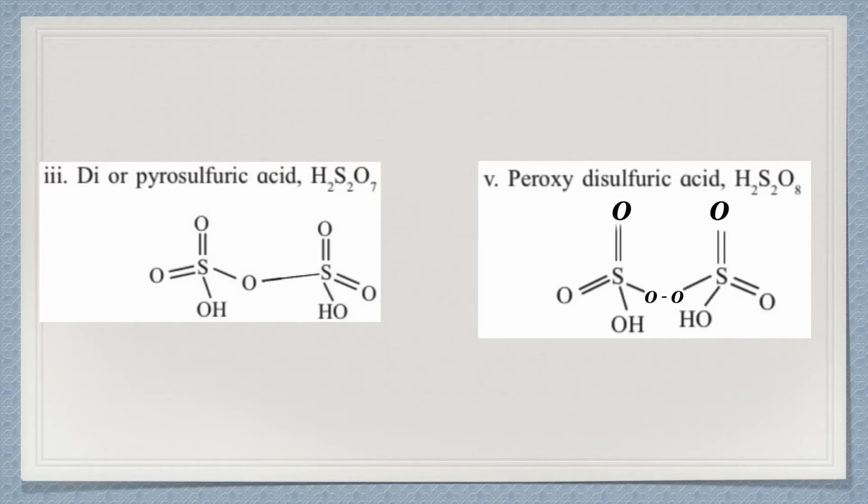Next one is peroxy disulfuric acid. To understand this word peroxy, I have told you peroxy means one extra oxygen. Now it is written as disulfuric acid. Again, here we are going to use 2 sulfuric acid. So first I am going to add 2 sulfuric acid, and the formula will be H4S2O8.